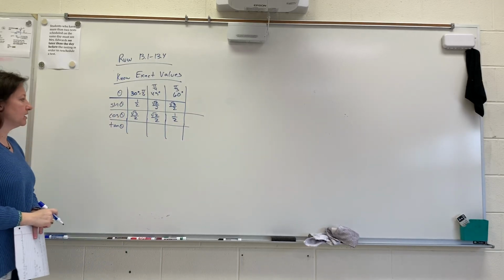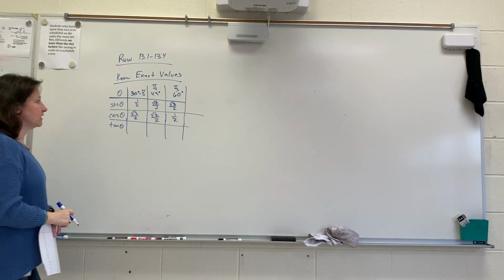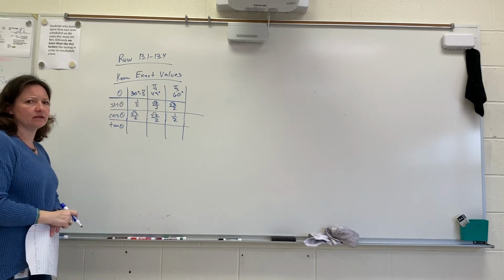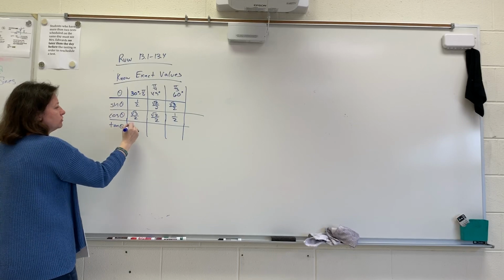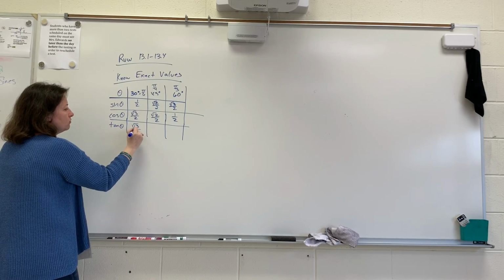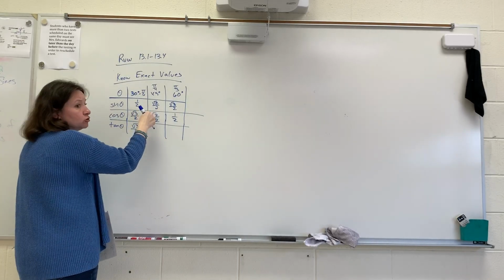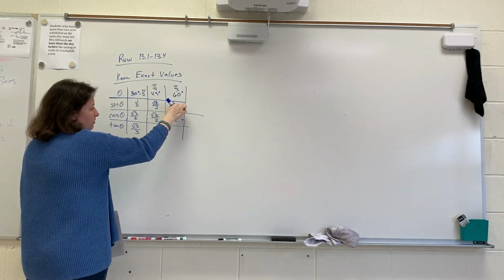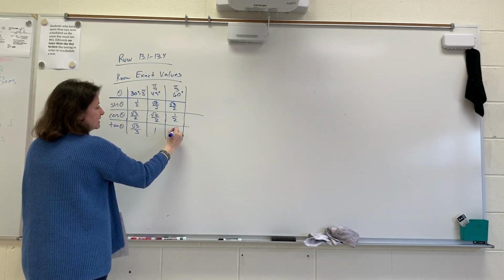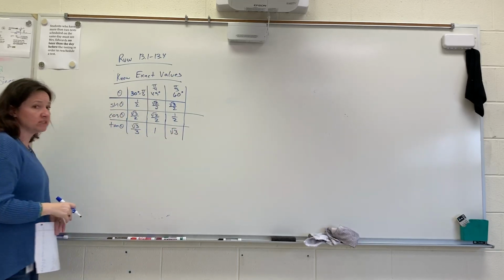And then tangent, how do we get tangent if we forget? Good, we can divide sine by cosine. So what's 1/2 divided by root 3 over 2? It ends up giving you root 3 over 3. What's root 2 over 2 divided by root 2 over 2? Gives you 1. And what's root 3 over 2 divided by 1/2? It simplifies to give you root 3. So these are the ones you have to have memorized.